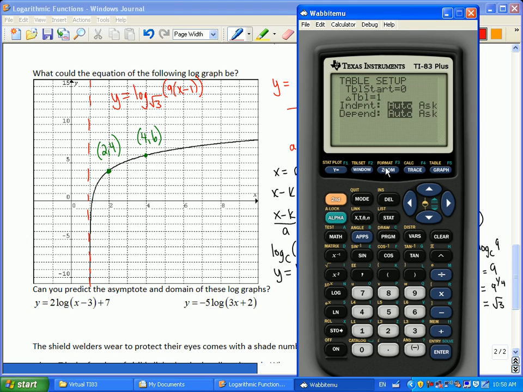So you go table settings, and I always leave it set up this way. I take the independent variable and I say ask me for that value. Don't just calculate them automatically. That way when I'm on the table, it'll wait for me to enter it. I'll say what's the value at x equals 2? And it says 4. What's the value at x equals 4? And it says 6. So you can double check it as well if the graph isn't a good picture for you to see.